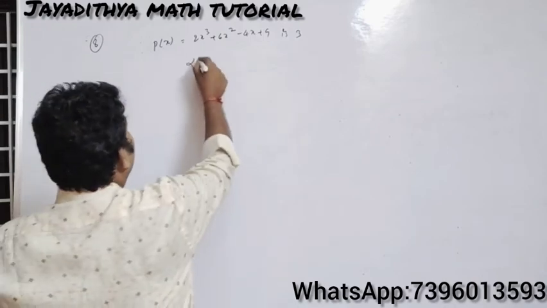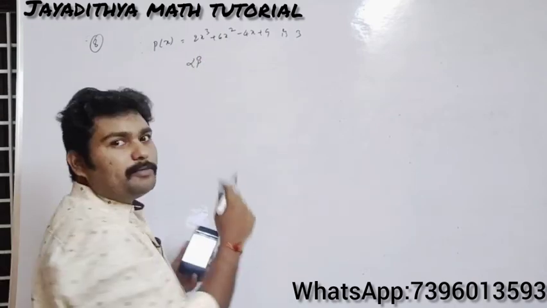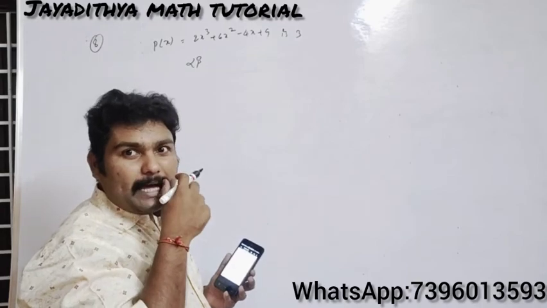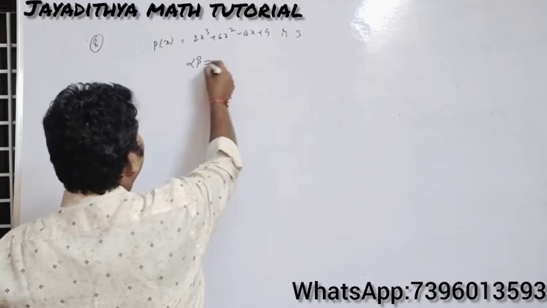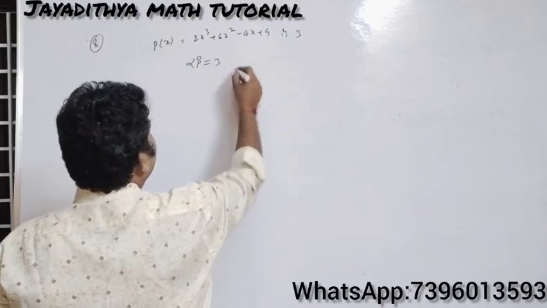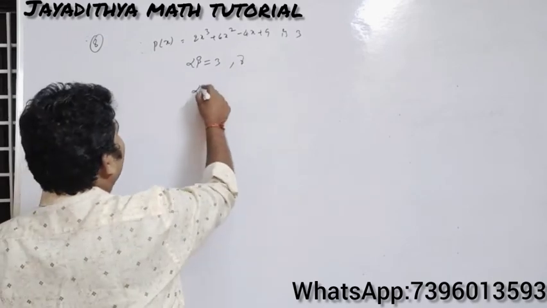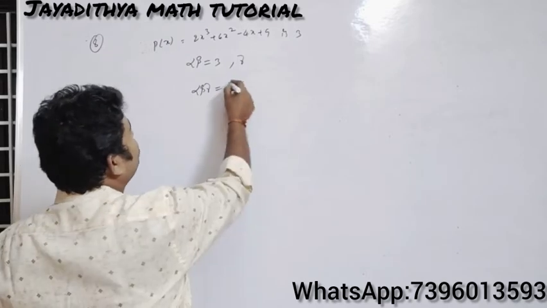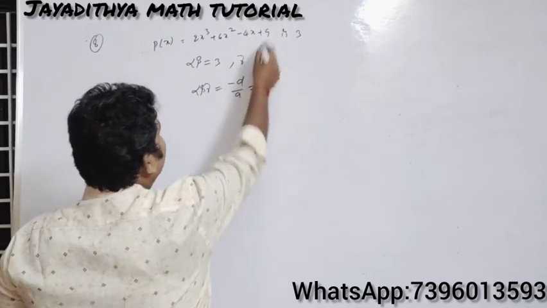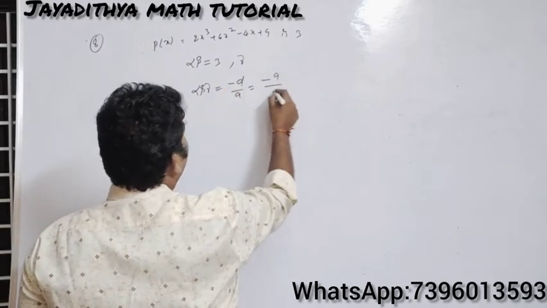So he has given alpha beta. This is a cubic polynomial, so your zeros must be 3: alpha, beta and gamma. He has given the product of two zeros. Let us take alpha beta equals 3, and he is asking us the third zero, that is gamma. You know that alpha beta gamma, the product of zeros, must be equal to minus d by a, which equals minus 9 by 2.